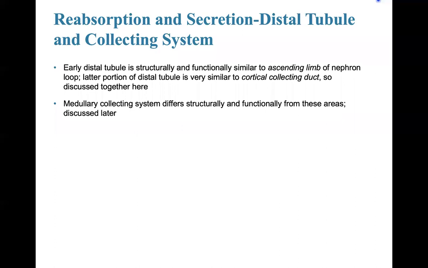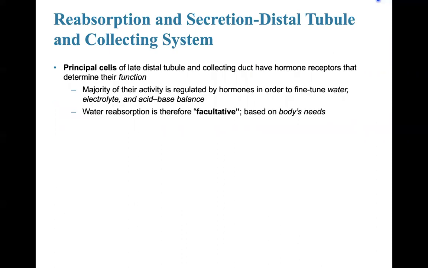The early distal tubule is structurally and functionally similar to that of the ascending limb of the nephron. The latter portion of the distal tubule is very similar to the cortical collecting duct, so we're going to discuss that together here. The medullary collecting system differs structurally and functionally from these two areas. This is for the juxtamedullary nephrons.